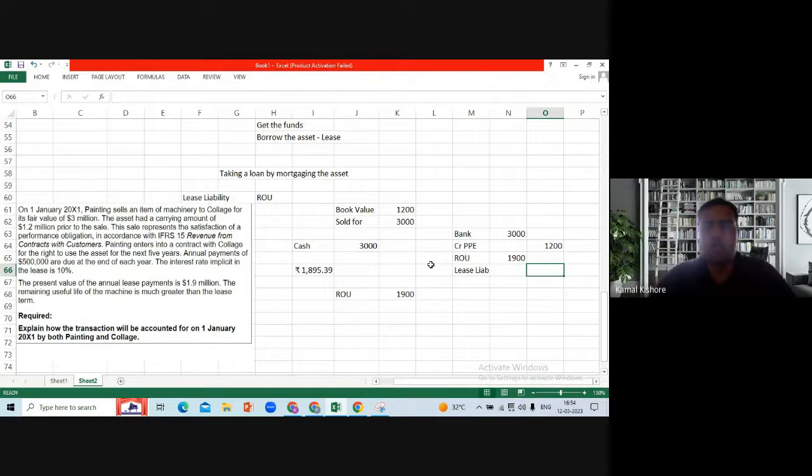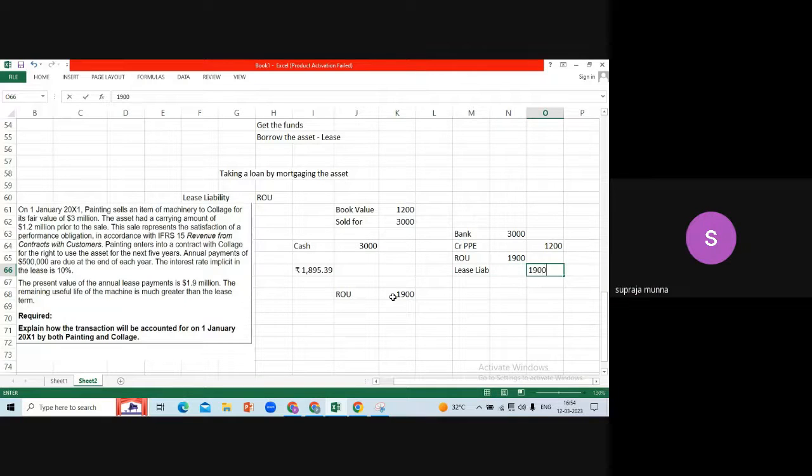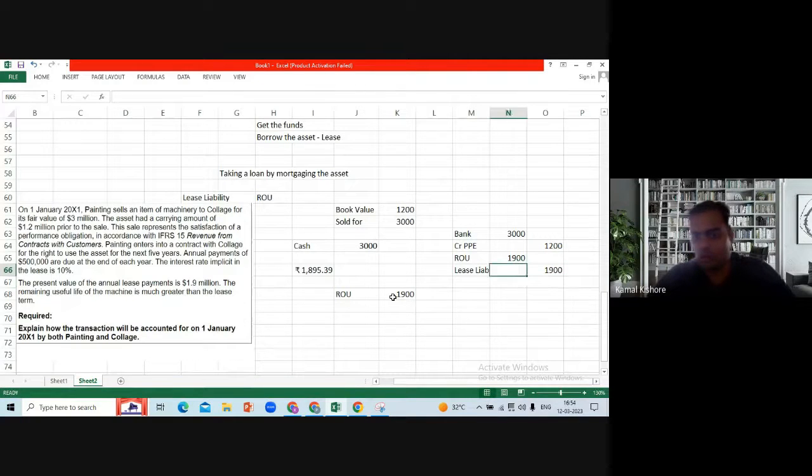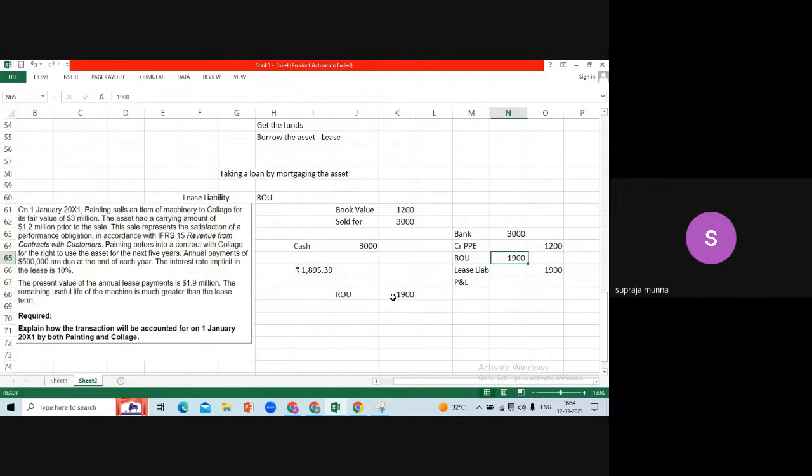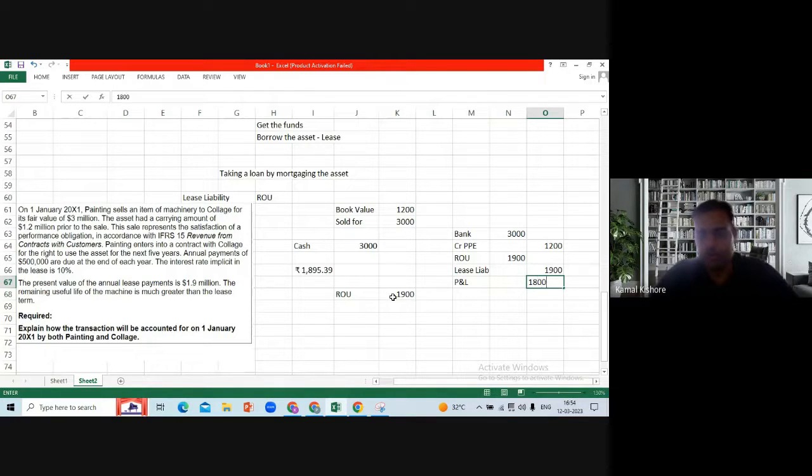See how the logic is very simple. The logic is I have to keep paying this 500,000. That means I have to have that liability of 1900. So, okay, let us assume. Now, how do we show the P&L gain or loss? Should I show 1800 or should I show something else?